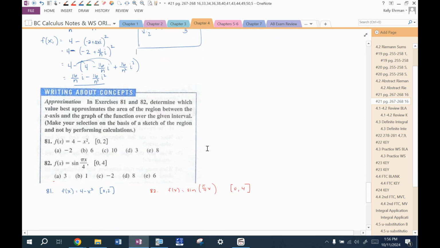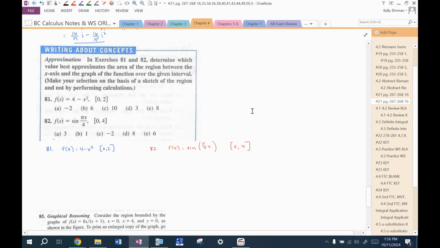Okay, lots of long problems in this one, right? All right, so let's see. Approximation. In these two problems, determine which value best approximates the area of the region between the x-axis and the graph. So sketch the graph to start. This is kind of what I did when I said I can see if my answer makes sense on an earlier problem. So let's graph this from 0 to 2.